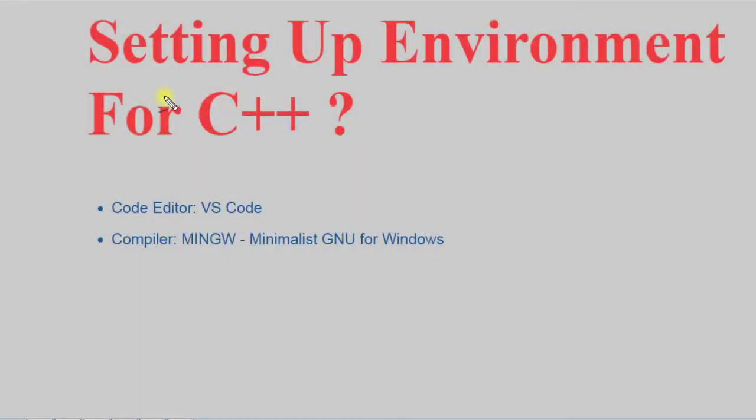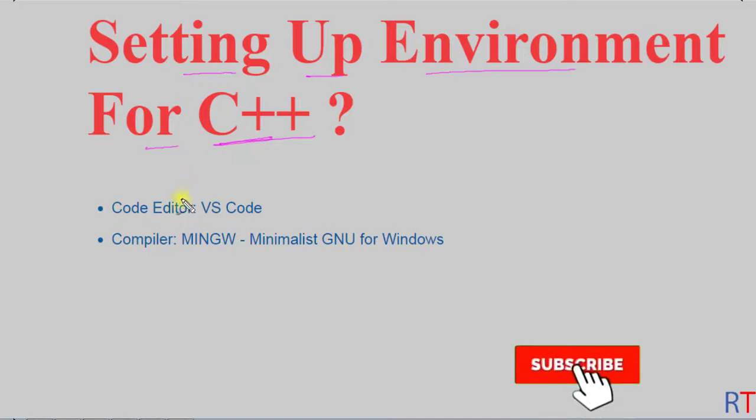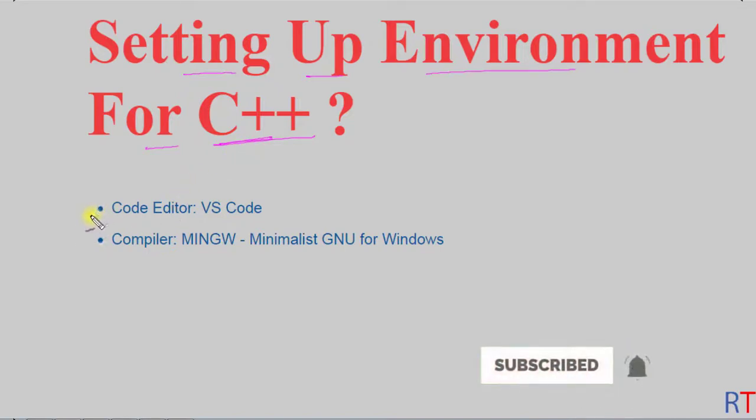Hey, what's up guys, in this video we're gonna see how we can set up the environment for the C++ language so that we can compile and run C++ programs in our system. So first of all we need one code editor. In this series we're gonna use the VSCode editor, which is most powerful and very popular. Also you can use a code editor of your choice.